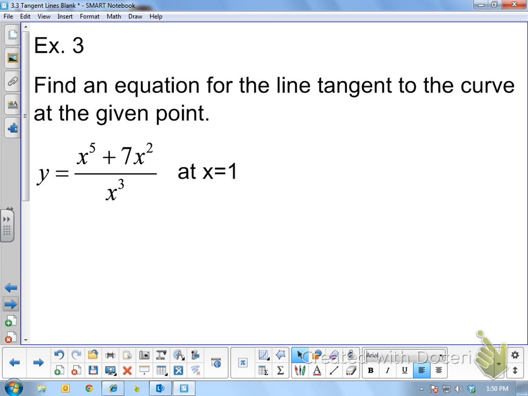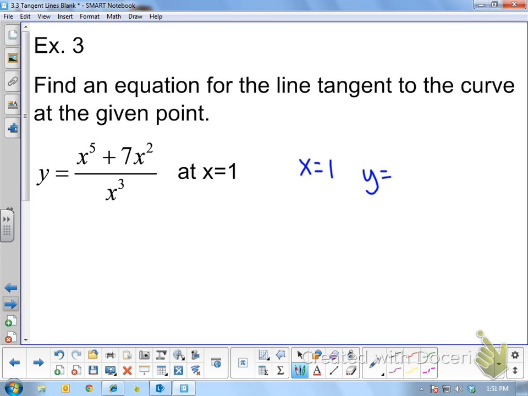So when we're finding equations of tangent lines, what 3 things did we need to find the equation of a tangent line? The x value, the y value, and the slope. X value, y value, they're normal, no calculus involved. X, we know, is 1.